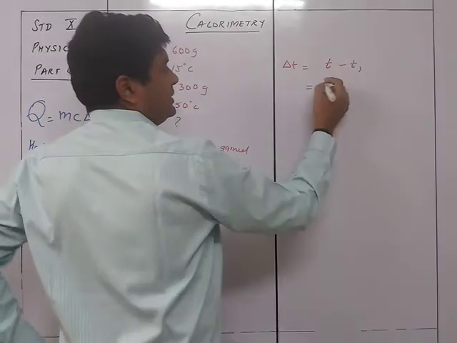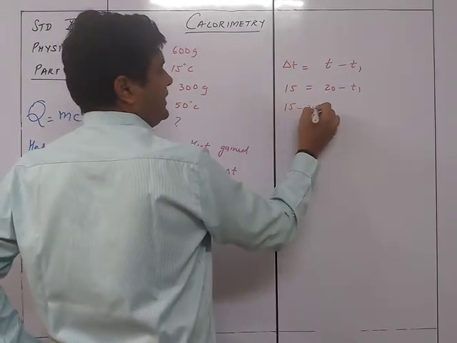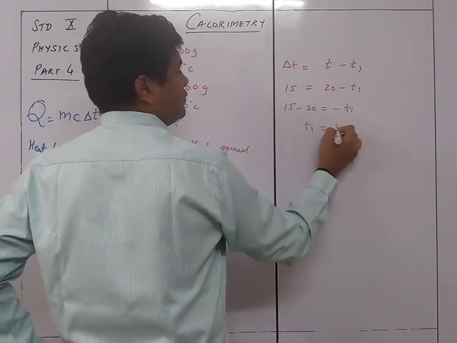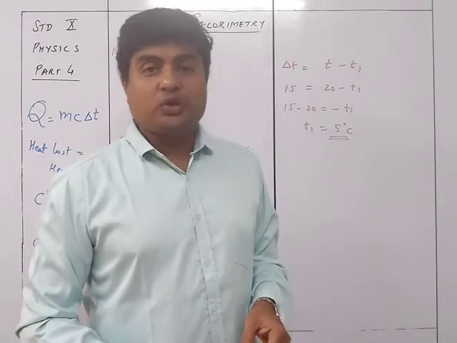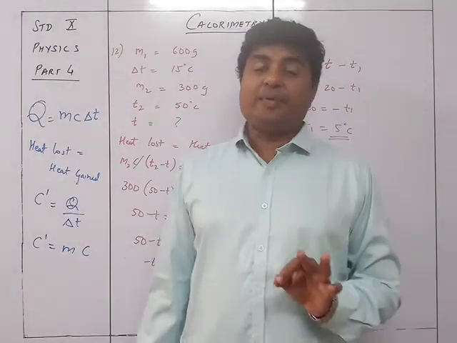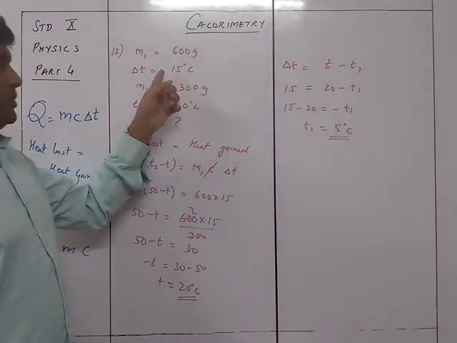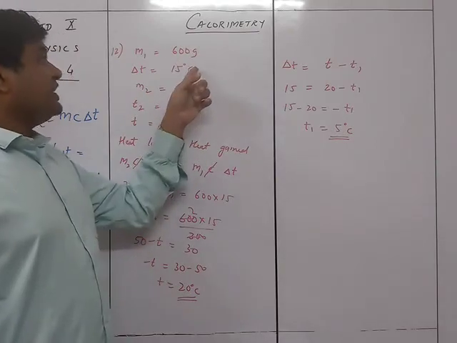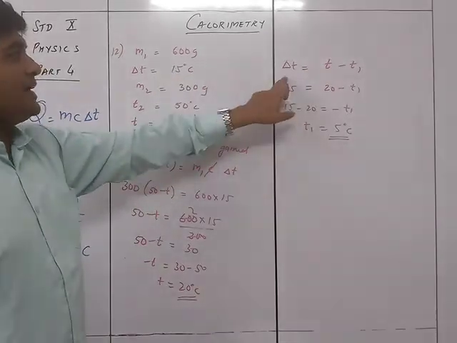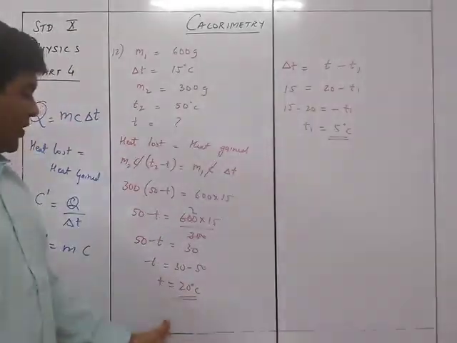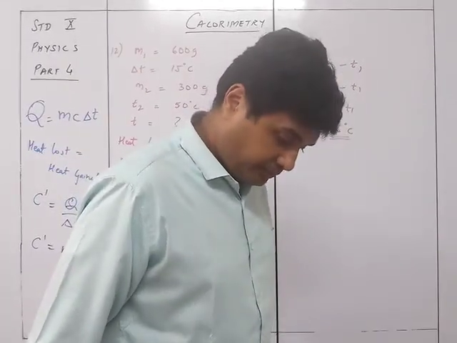So T is how much? 15 is equal to 20 minus T1. So it will be 15 minus 20 is equal to minus T1. So T1 is equal to 5 degrees Celsius. Remember this very properly: what they asked you was not the final temperature of the resultant mixture. They asked you the initial temperature of the water. The delta T is 15, but the T we found out is 20. Accordingly, T1, the initial temperature of water, was 5 degrees Celsius.